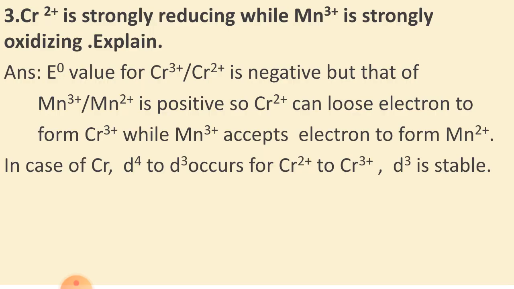So that's why Cr3+ is more stable. Similarly, in the case of Mn2+, the d4 configuration changes into a d5 configuration, that is, a half-filled orbital configuration. So that's why Mn2+ is more stable. In this way, you can also write the answer to this type of question.